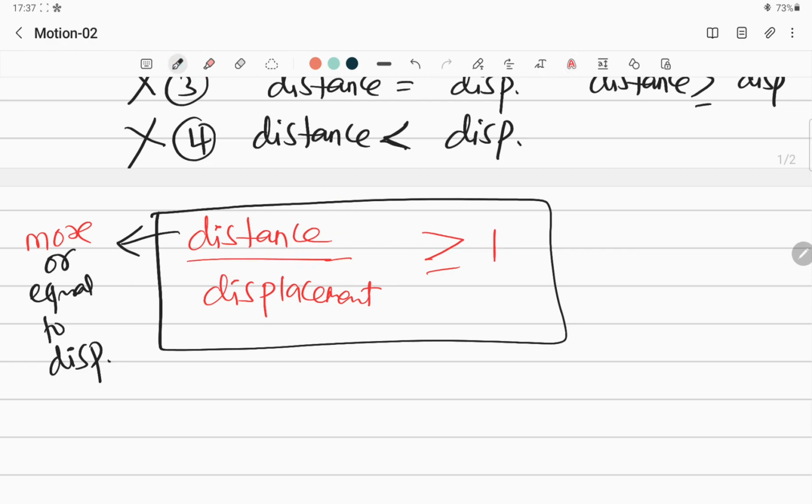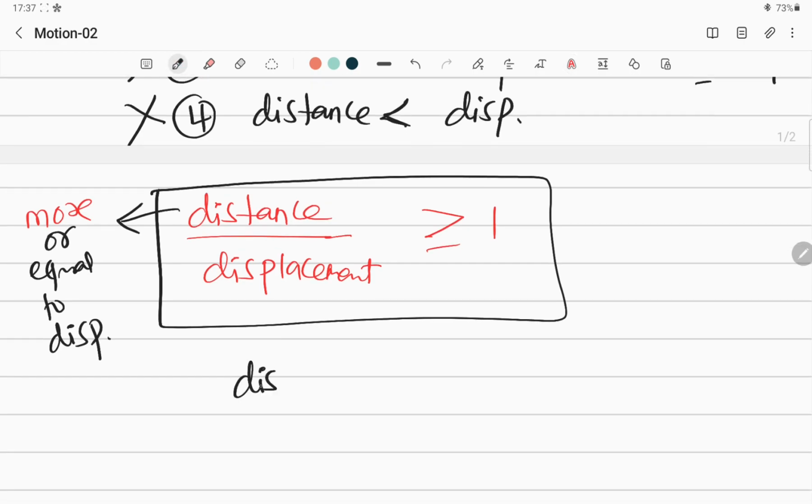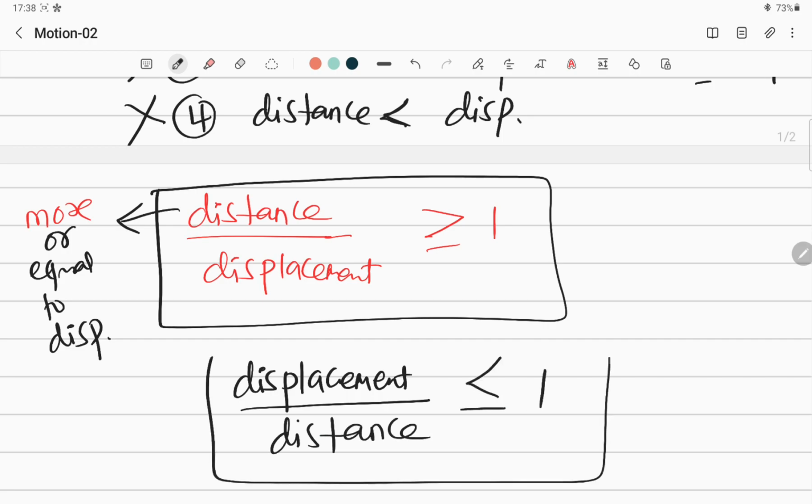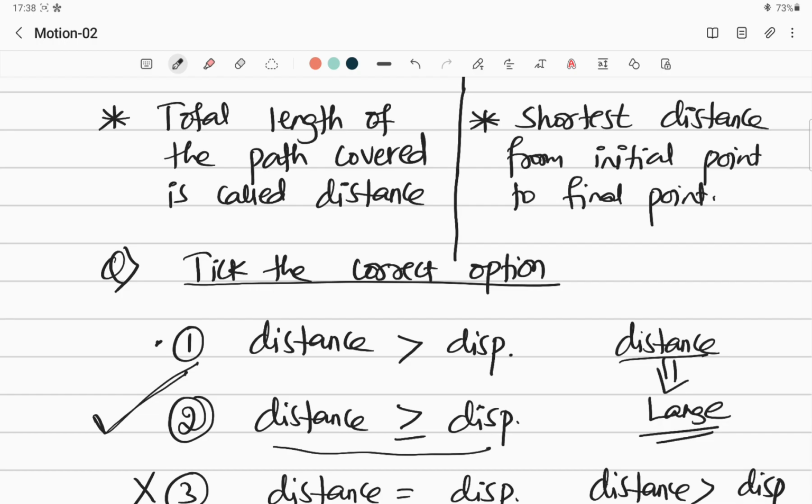Very, very important information. Similarly, if I ask you what is the value of displacement divided by distance, it is quite the reverse of that, that is, less than or equal to 1. All right, so these things usually you won't find in your NCERT 9th standard textbook, but the concepts I'm teaching right now are going to be very useful for you in future classes also, because in national level competitions, you never know where the questions come from. So it is better to have a complete idea.